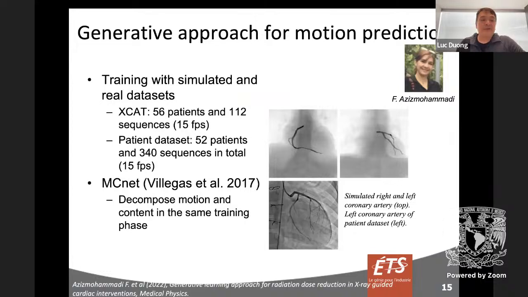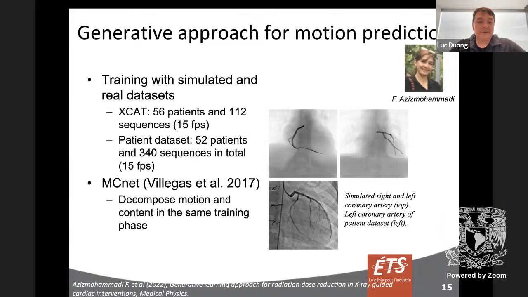So the idea was to take, of course, the XCAT phantom. We generated 56 patient geometries. We also had a patient data set, and this is important. I think if we do a virtual study, it's important to include a patient data set as well, to be able to confirm that our virtual model is good. So we trained with both simulated and real patient data sets.